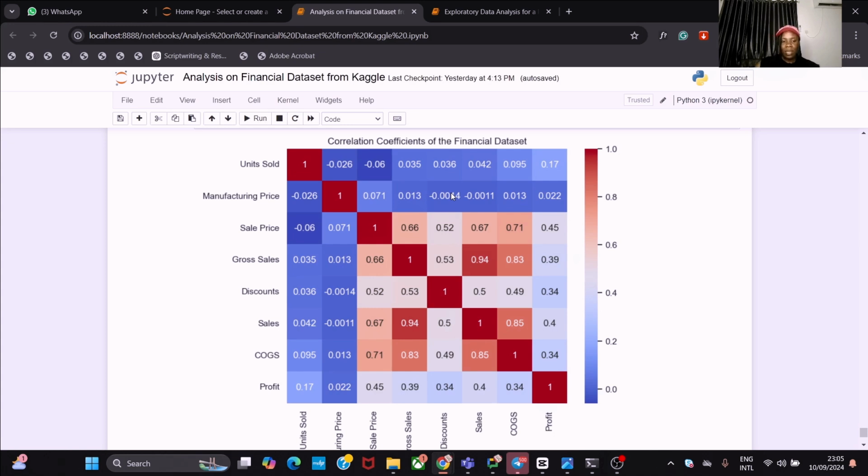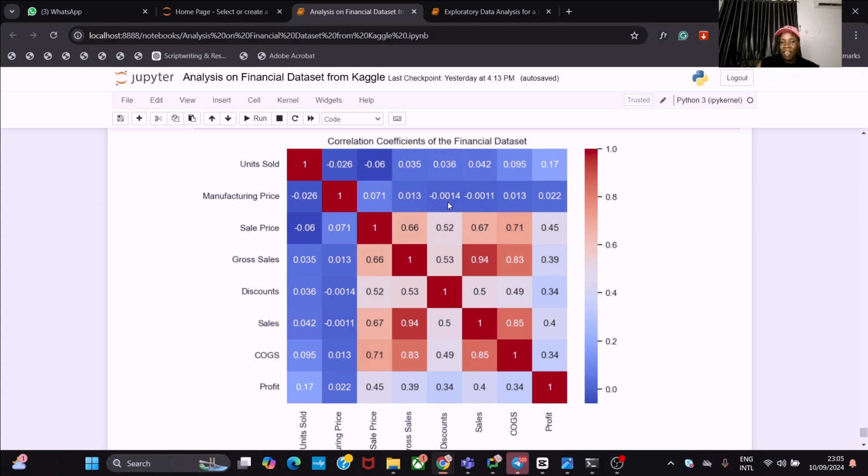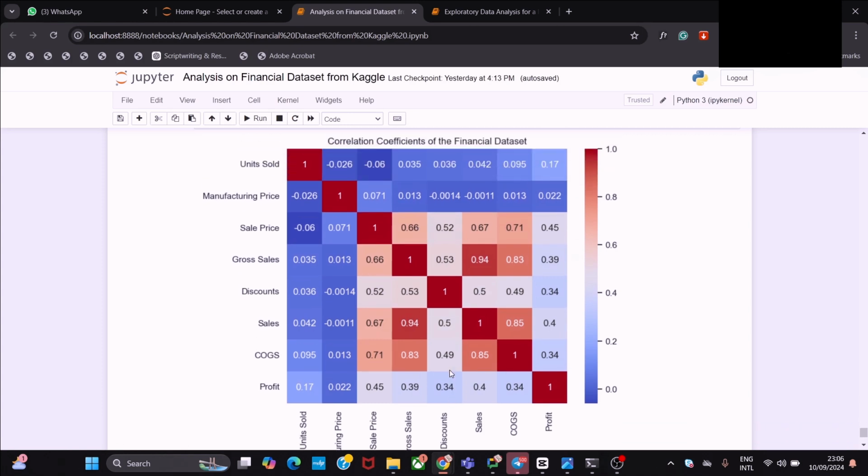So this is simply telling us that there is a very weak relationship between discounts and manufacturing price. It is telling us that a decrease in the manufacturing price does not necessarily lead to a decrease in discount. This is what this is trying to let us know.